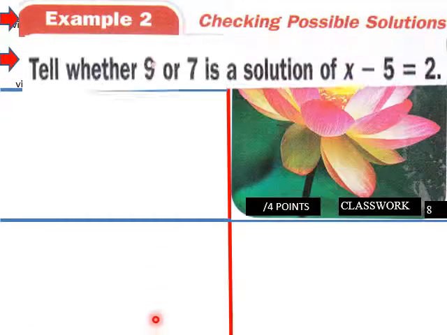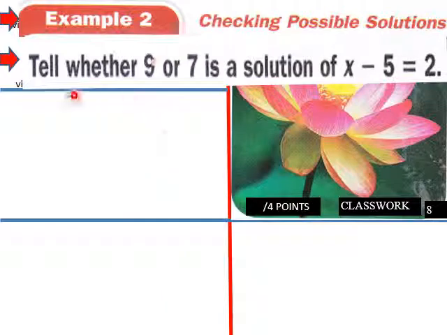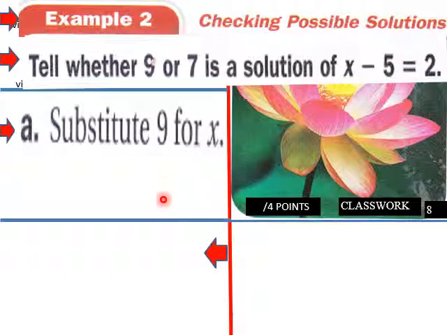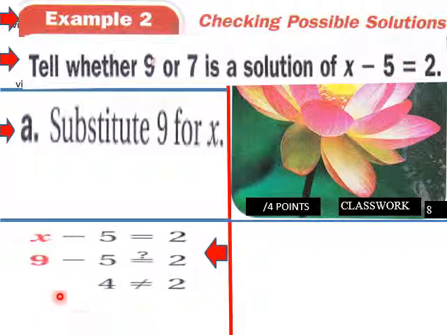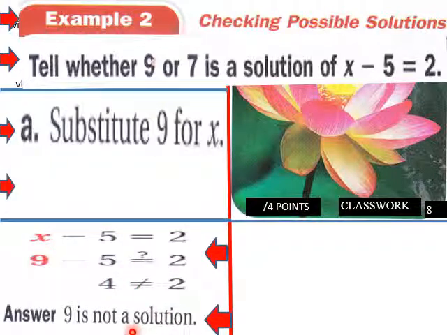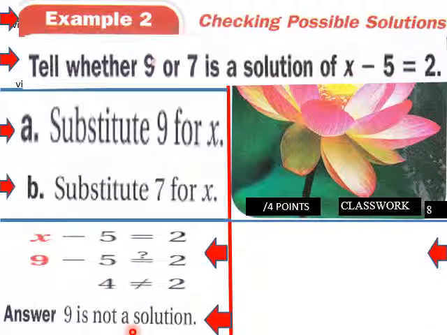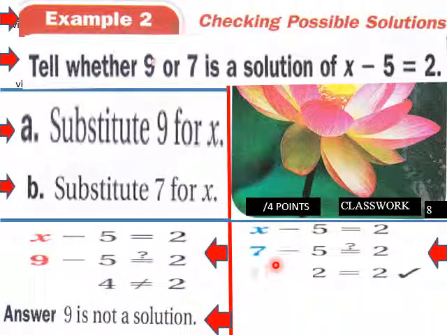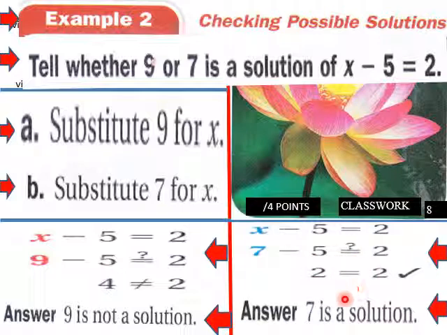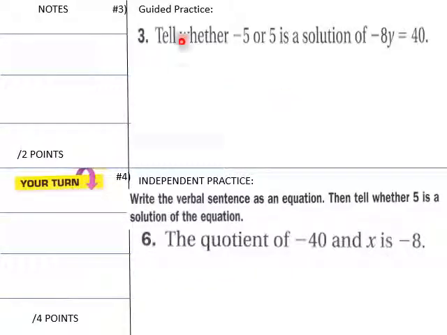And then example 2, checking possible solutions. Tell whether 9 or 7 is the solution for this equation here. How do we check? Substitute 9 for x, so we plug in 9 for x here. 9 minus 5 equals 4. Does that equal 2? No, 9 is not a solution. So what about 7? If we substitute 7 in there, 7 minus 5, does that equal 2? Yes, 2 equals 2, so 7 would be a solution for this equation here.